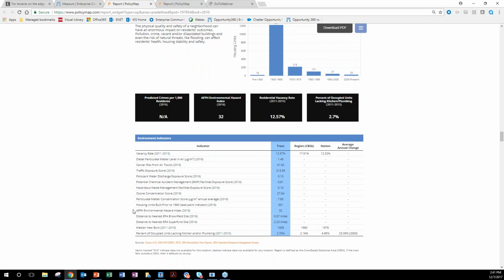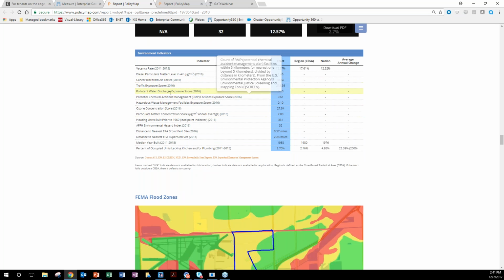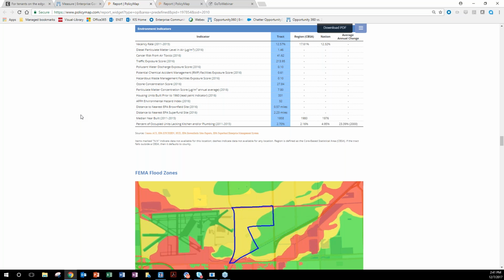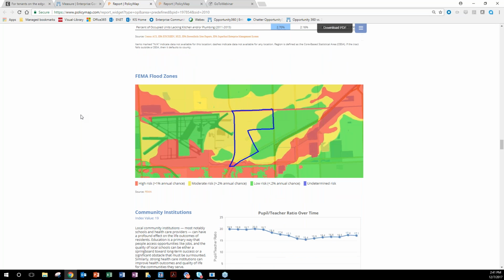What's in the environment in terms of overall? Is this a place that's pretty healthy in terms of dust and particle, in terms of cancer risk, in terms of traffic exposure and pollutants? Is this the kind of place where there's some challenges in there? Is it close to a brownfield or not? What's the median year that the homes are built? Are we in a flood zone?